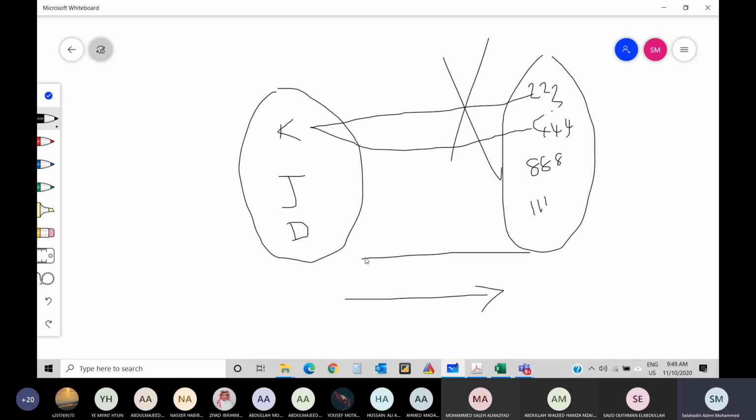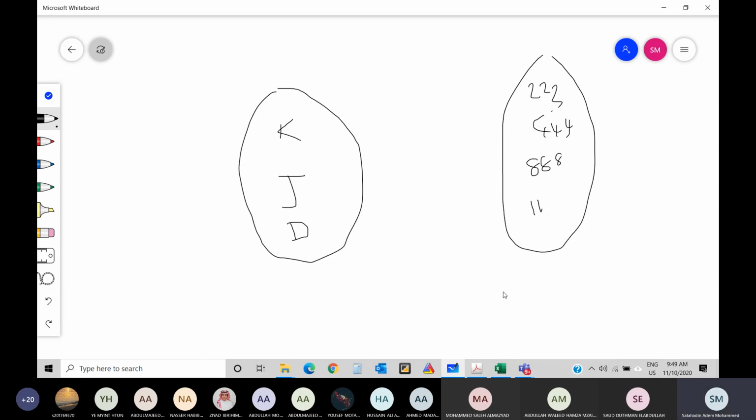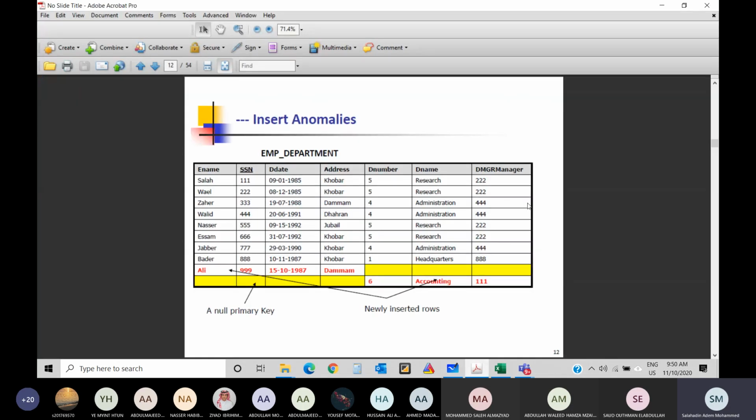What about this? Is it true this way? Is there functional dependency this way? Let's see. Each time I say 222, do I say Huber all the time? 222, Huber. 222, Huber. 222, Jubail. No. So what does it mean?